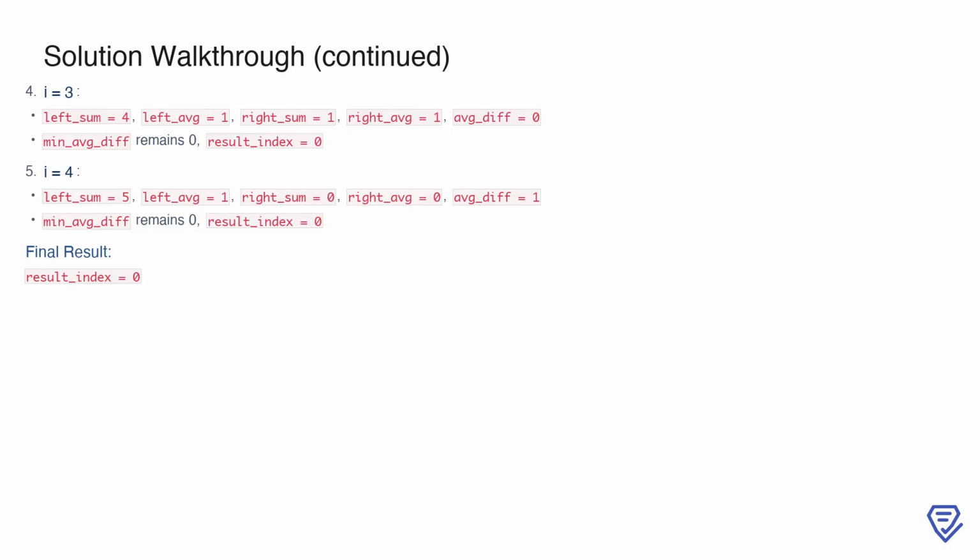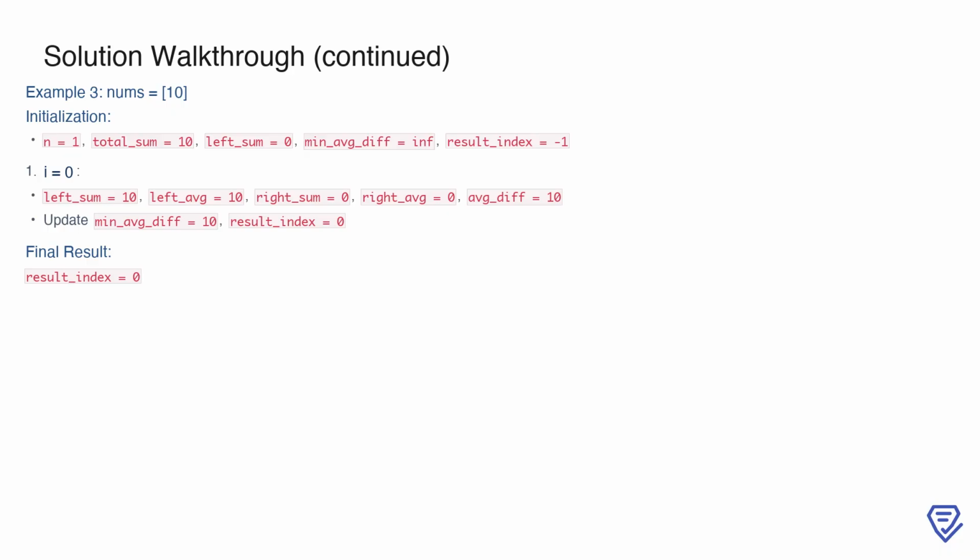The right sum becomes 5 minus 5 equals 0, and since there are no elements on the right, the average is 0. The average difference is abs(1 - 0) equals 1, which is larger than the current min_average_diff. Thus, min_average_diff remains 0, and result_index stays 0, making the final result here result_index equals 0.